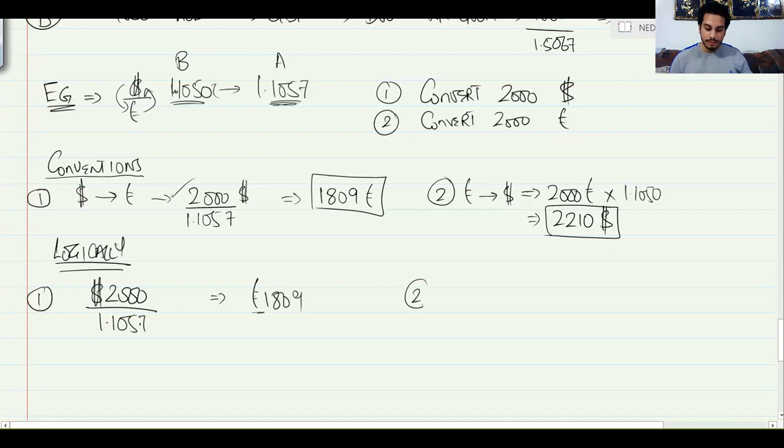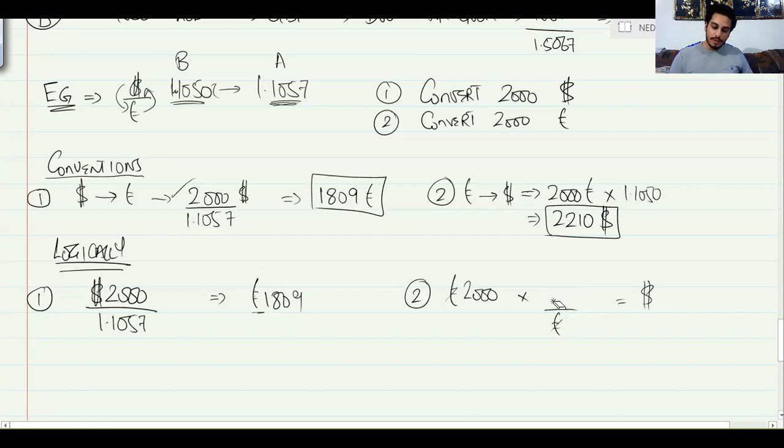Let's try number two. I again write, what amount do I have? I have euros. I have 2000 euros. Let me write the code by multiplication. That's dollars upon euro. I want to convert euros into dollars. If I use multiplication, euro, euro cancels out and I'm left with the dollars, right? So that means I can use the multiplication rule.